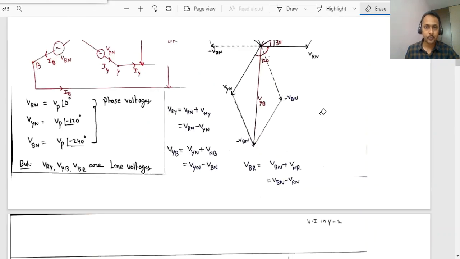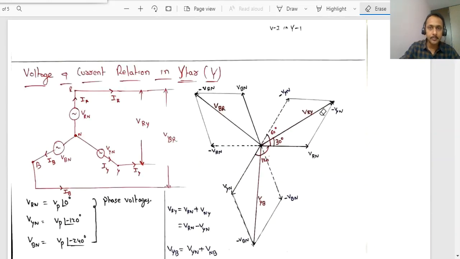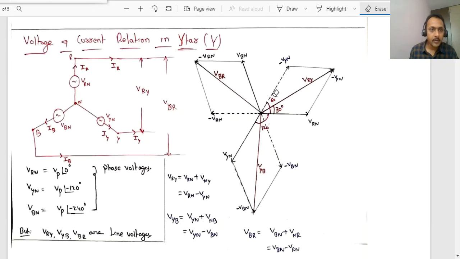If you observe, let me consider a star network having voltage sources, three phase voltage sources VRN, VYN and VBN. VRN indicates the phase voltage of R phase, VYN the Y phase, and VBN indicates the phase voltage of B phase.